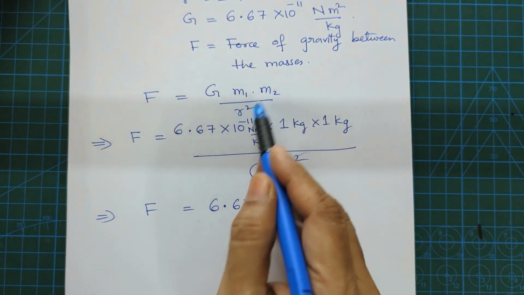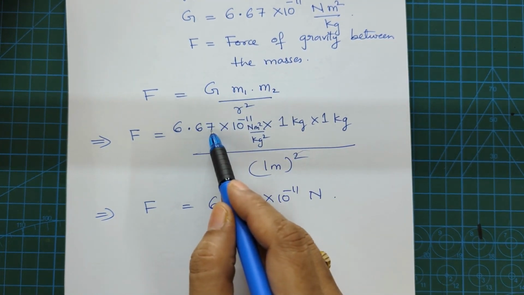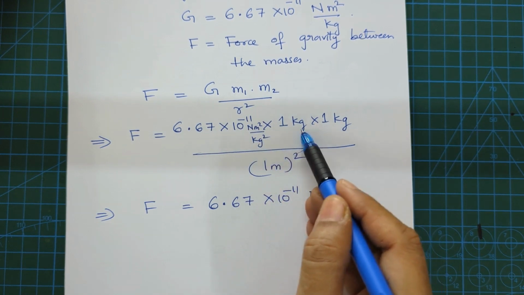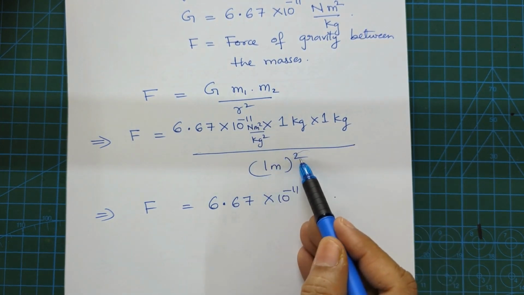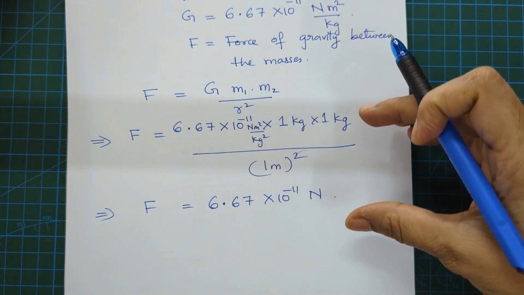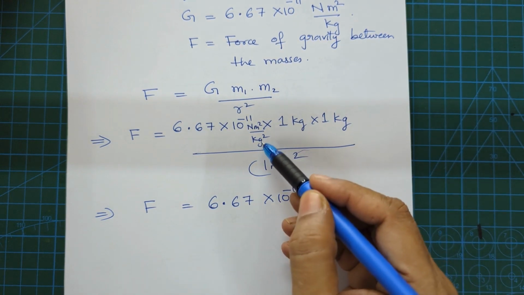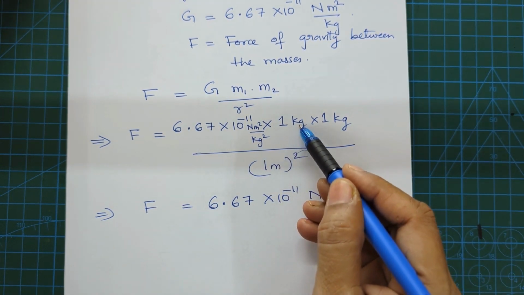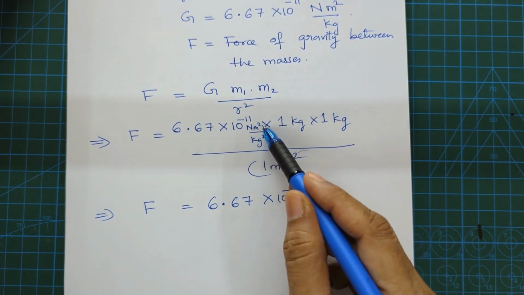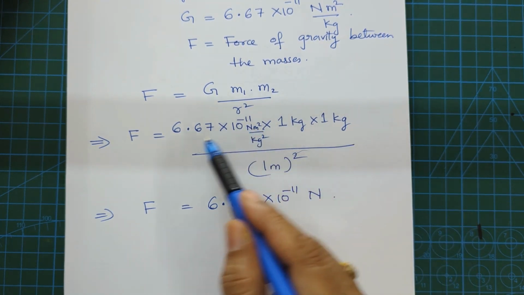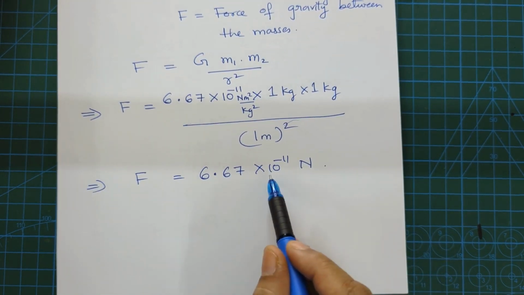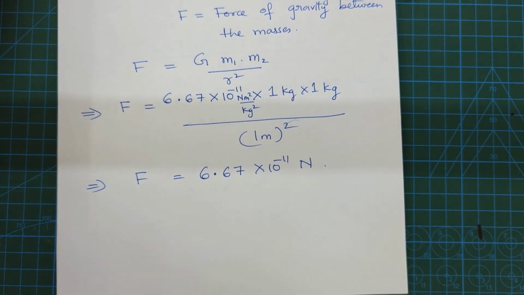Force is G m1 m2 by r square. G is 6.67 into 10 to the power minus 11 Newton meter square per kilogram square. Masses m1 and m2 are 1 kilogram each, by 1 meter square. So this part I am showing you so that you understand how the calculation is being done. Here kilogram square gets cancelled with kilogram into kilogram, and meter square cancels with this meter square. So ultimately we are left with Newton, which is the unit of force. Now when we multiply all this, we will get 6.67 into 10 to the power minus 11 Newton.